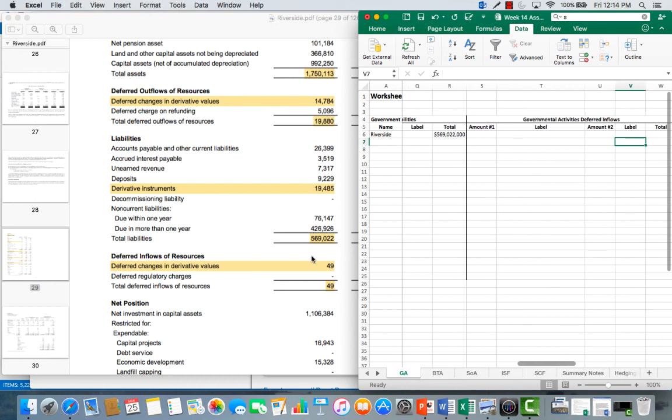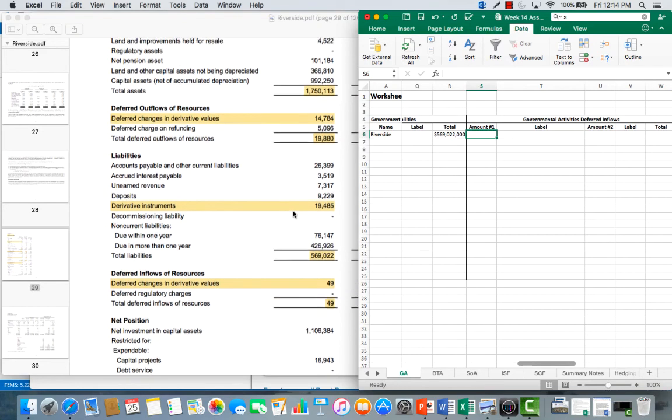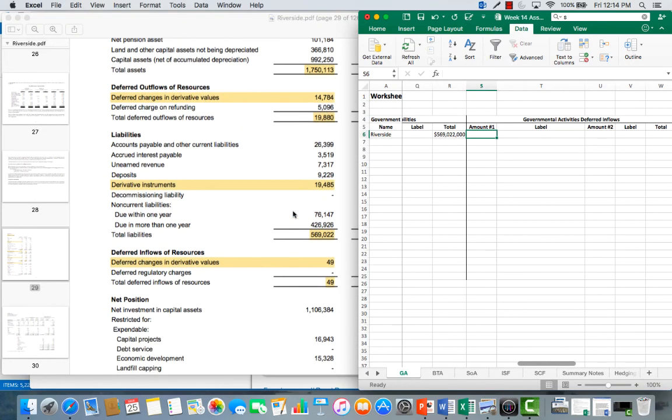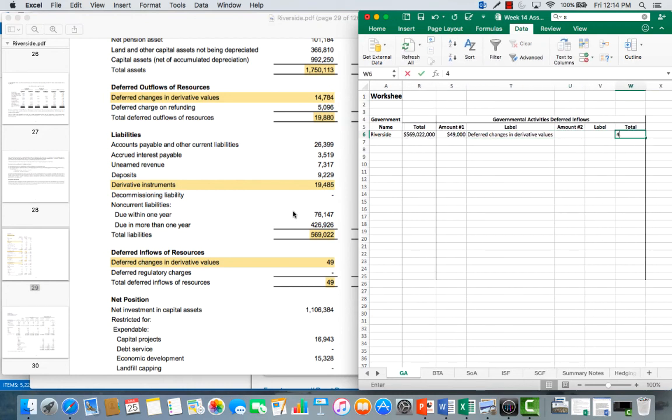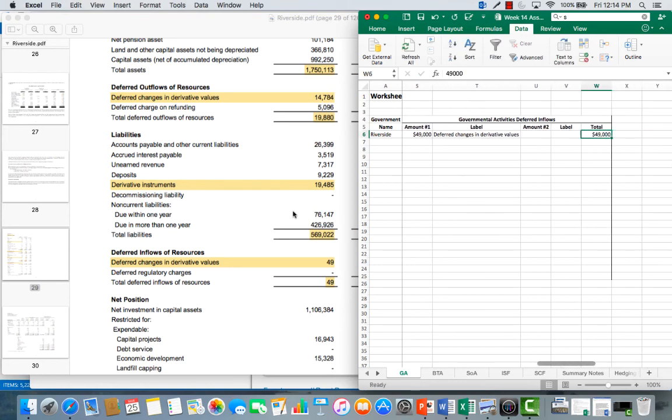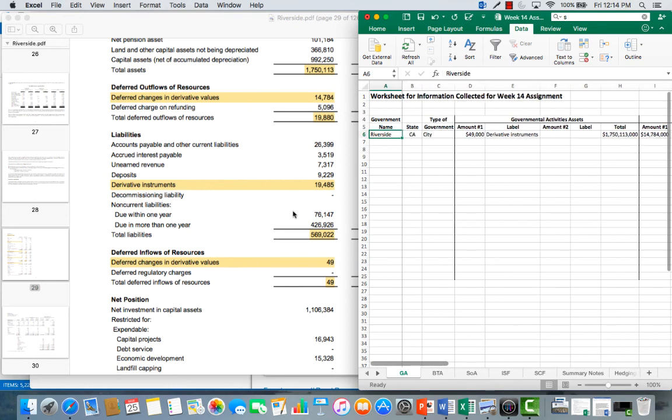And then lastly here, we're going to look at deferred inflows. There is a deferred inflow amount here. It's exactly equal in this case to the asset. It's $49,000. Deferred changes in derivative values. There's no other deferred item there. And the total deferrals happen to be $49,000 as well. So that completes the first tab.